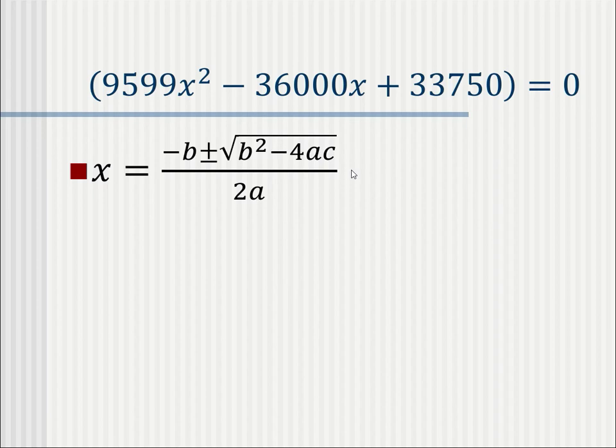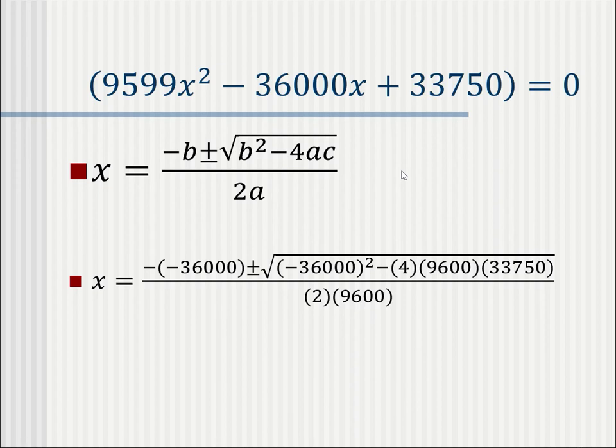I don't know whichever teacher you had, whether you learned a song or whatever, but here's the quadratic formula: minus b plus or minus the square root of b squared minus 4ac all over 2a. So we're going to get with the 9,599 being a, negative 36,000 being b, and positive 33,750 being c. We're going to plug those numbers into that quadratic formula, and hopefully we don't make any mistakes, and we solve and we get 2 answers. In both cases, both answers seem to be not too outrageous.